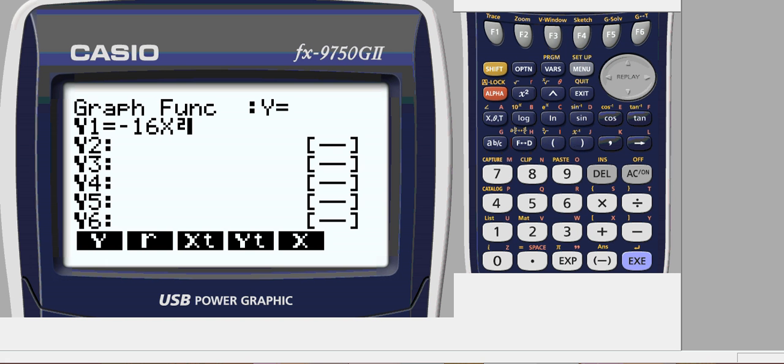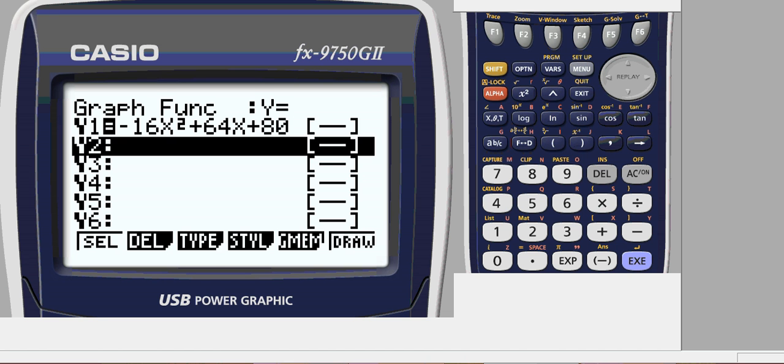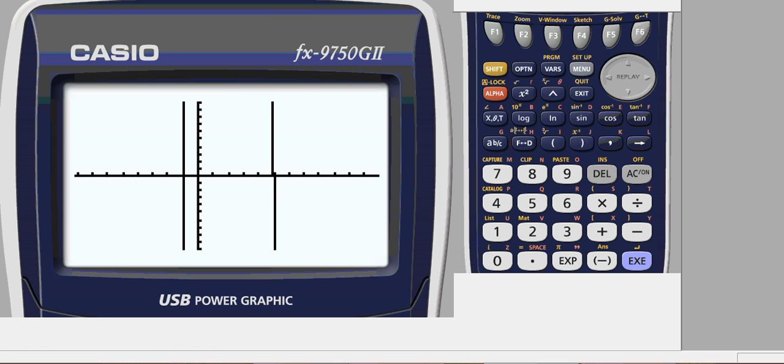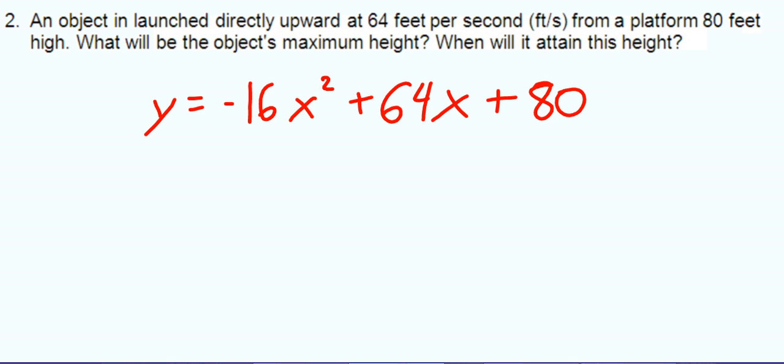Plus 64x plus 80. And now looking at the question, this time it's not asking when it hits the ground, it's asking when it reaches its maximum height. So that will be the top of the parabola, the vertex of the parabola.